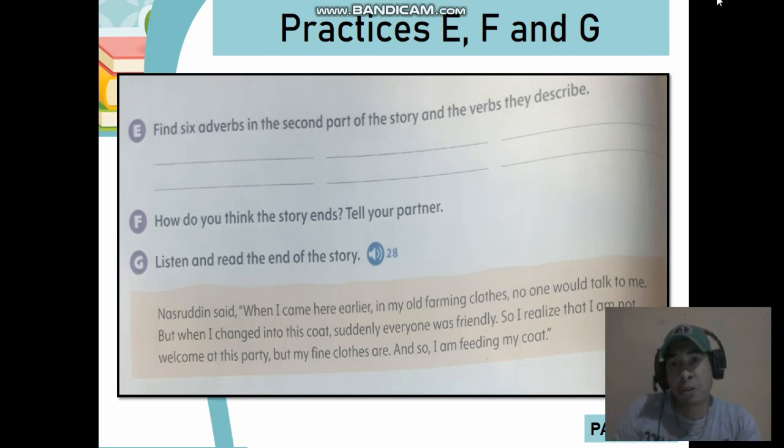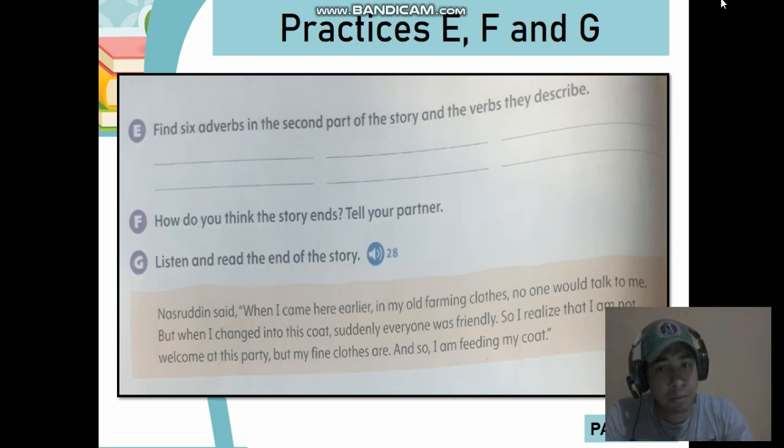And in this part, you're going to find six of them in the second part and the verbs that they describe. In this case, the verbs are being described by adverbs. So take a pause on this video, and then when you come back, we will see what you find as far as the answers. When you're done with this part, you're going to move to part F.